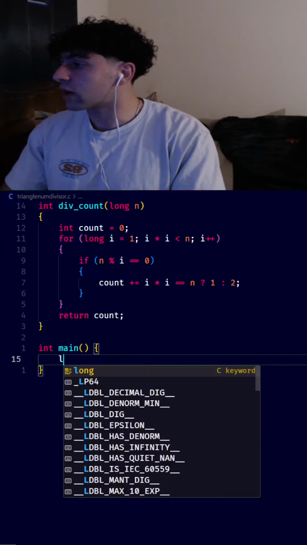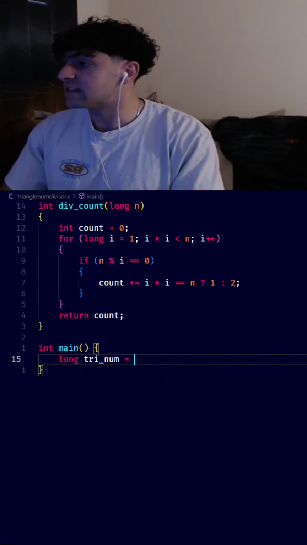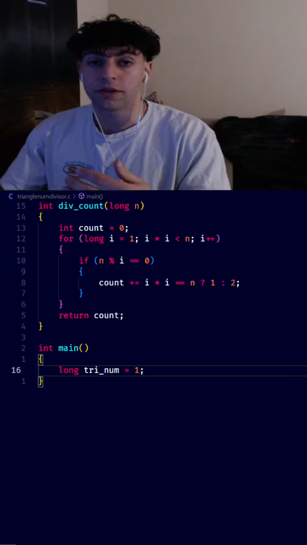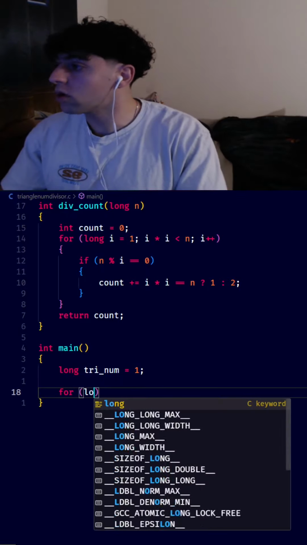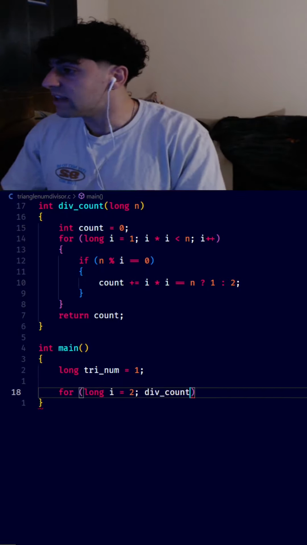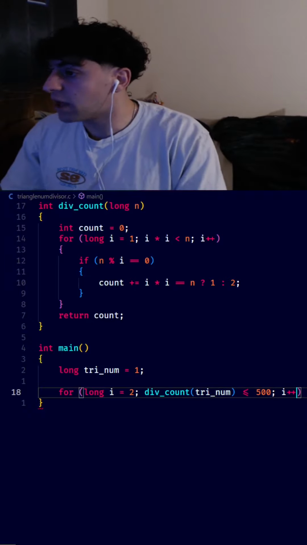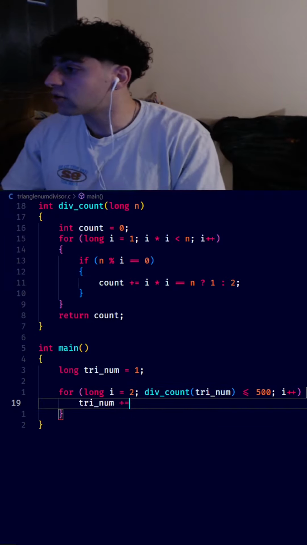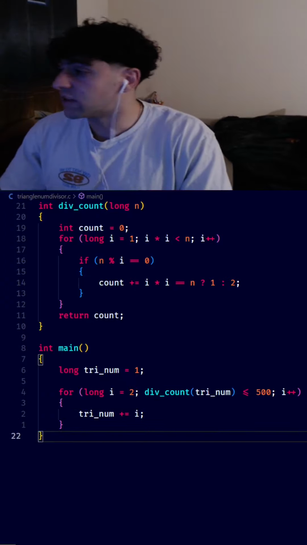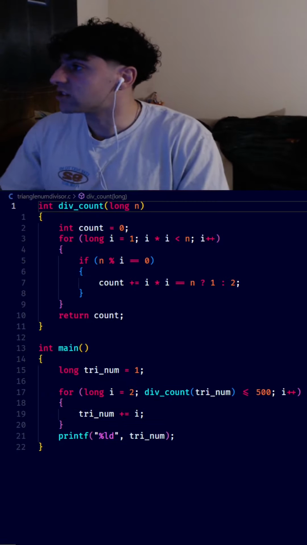Now in our main method, we're gonna have a variable called try_num and set it equal to 1. And this will store our triangle numbers. Now all we need is a for loop with for long I is equal to 2, div count of try_num is smaller than or equal to 500, and I plus plus. And in our for loop, we're just gonna increase our try_num by I. Now all we have to do is print out our answer, and let's not forget our standard IO library.